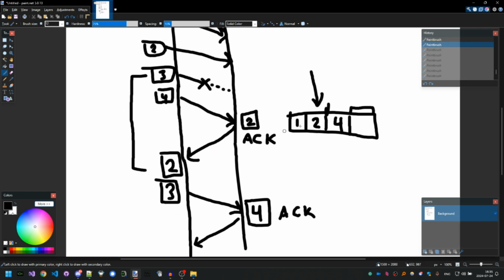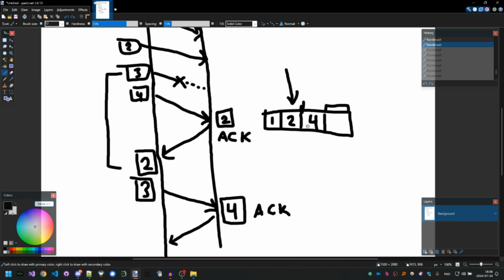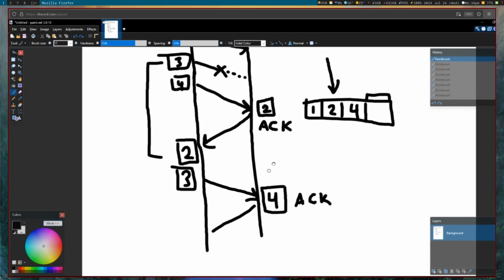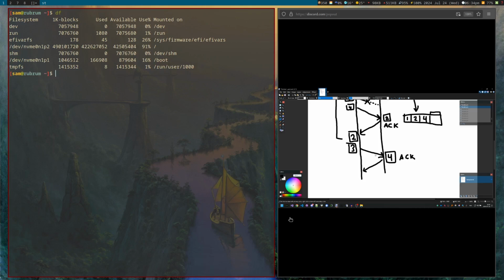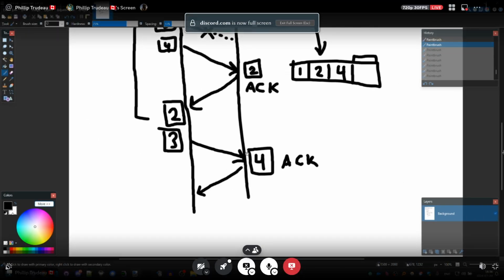So the protocol doesn't tell you specifically which packets got acknowledged and not acknowledged. It just tells you sort of everything before N. And so if you look in this scenario, like we said, we could have this scheme where we acknowledge 2 and then 3 gets sent, and then we acknowledge 4 because 3 got filled in.